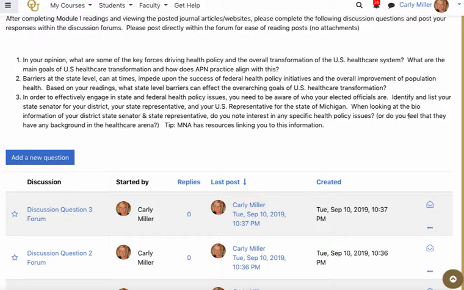In order to effectively engage in state and federal health policy issues, you need to be aware of your elected officials. Identify and list the state senator for your district, your representative, and then your U.S. representative for the state. You don't have to make a huge paper on this, literally list them, but what I want you to look at is their background. Do they have any background in healthcare? Do they have any background in health policy issues? Are they part of a House committee on healthcare? I want you to think about this, because if they don't, obviously it makes it more imperative for us to be educating them on healthcare issues.